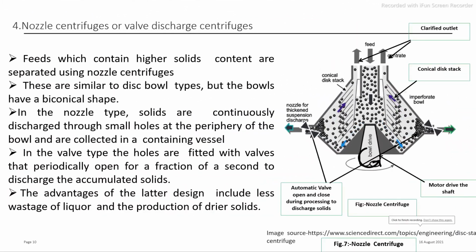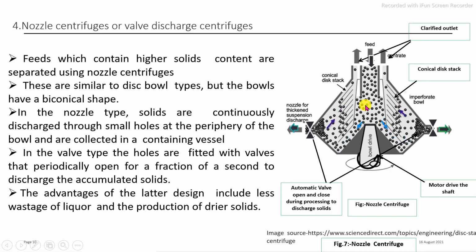It is also called a wall discharge centrifuge. It is the same as a disc bowl centrifuge, the only difference is that the bowl has a biconical shape, inside which a number of discs are provided. These are the discs, that is the cones, which are fitted with specific spacing. The feeding is from top to bottom. The bottom is provided with the shaft. On this shaft, all the internal discs are rotated.